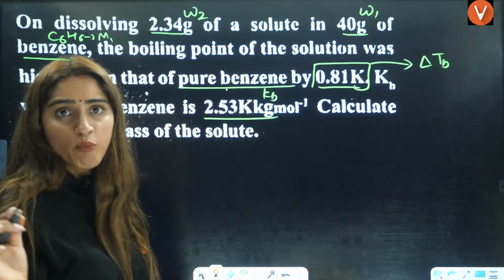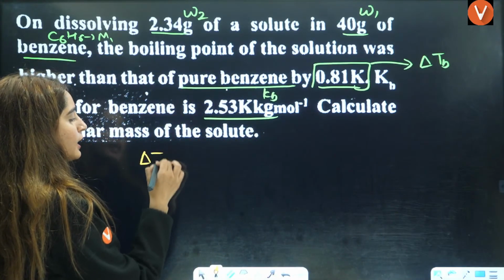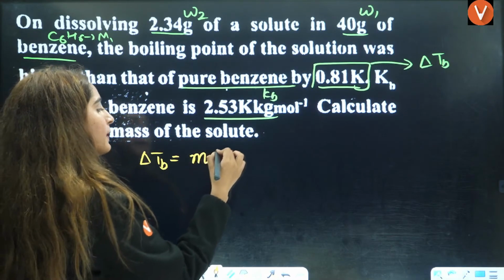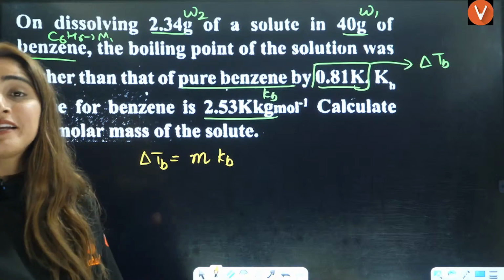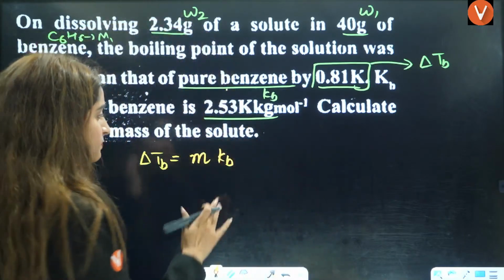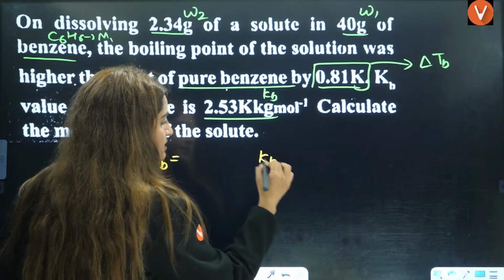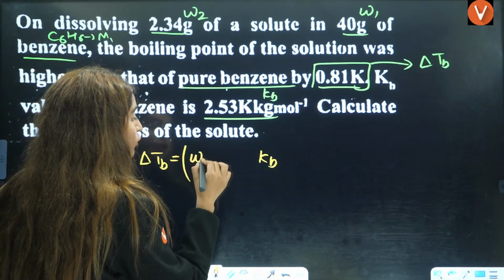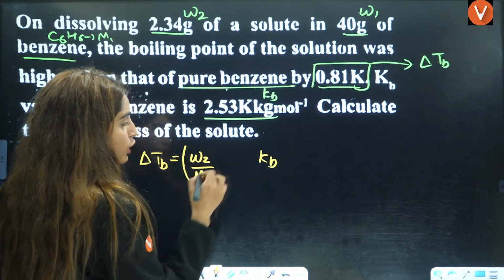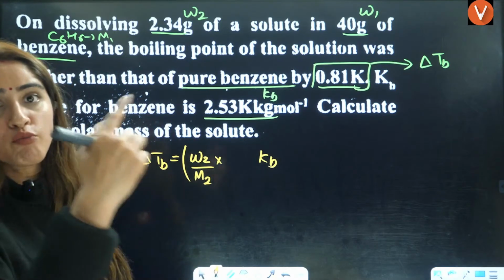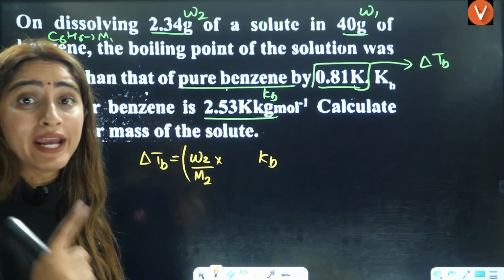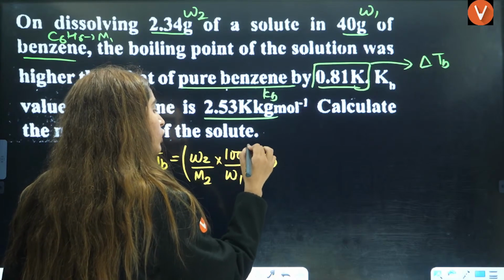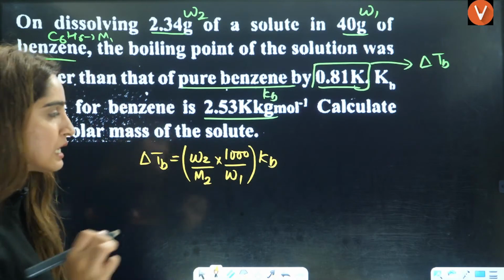So, the simple formula here is delta Tb equals molality multiplied by Kb. Now, what is molality? Molality is number of moles of solute, that is weight of solute divided by molar mass of solute, divided by the weight of solvent, that is W1, multiplied by 1000. If all of this is in grams, this will be 1000, right?